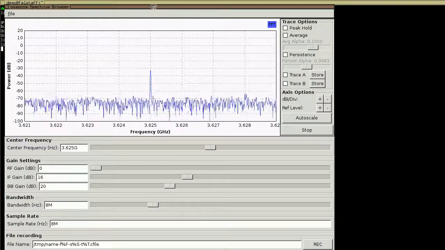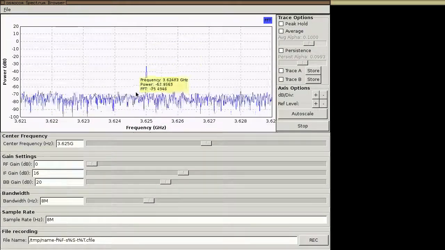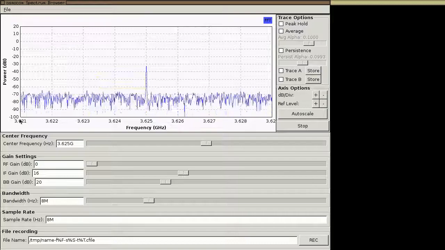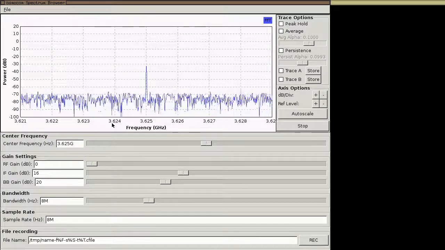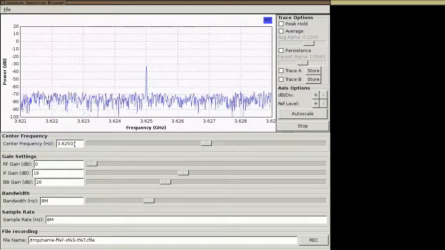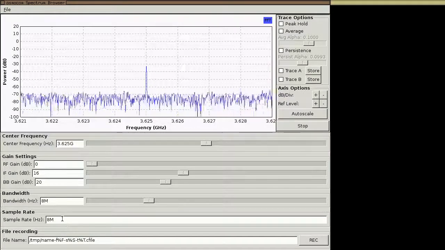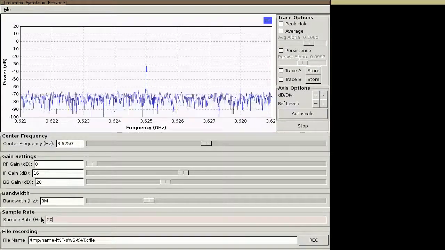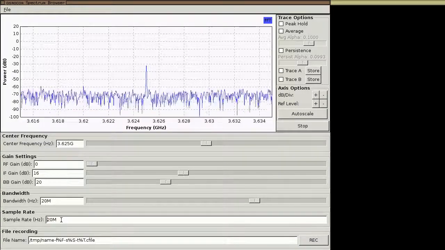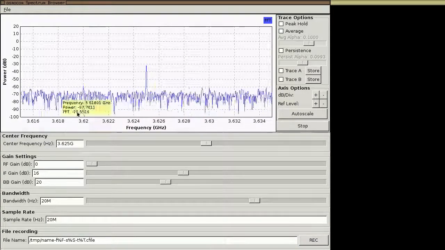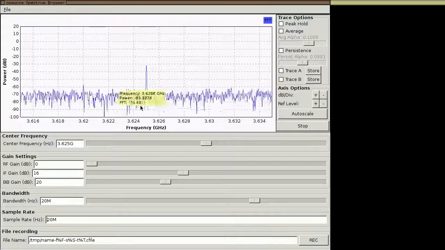Now Osmocom FFT starts up and it immediately displays an FFT. It's 8 megahertz wide, centered at 3.625 gigahertz in this case. Now if we want to see 20 megahertz wide, all we have to do is type in 20 million for the sample rate, and now we see a much wider bandwidth.